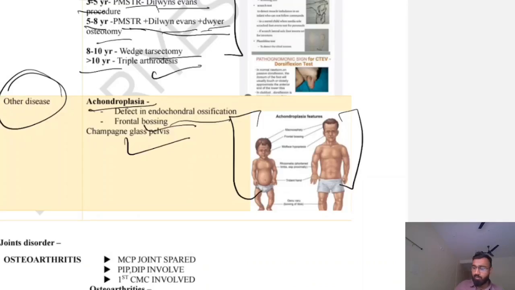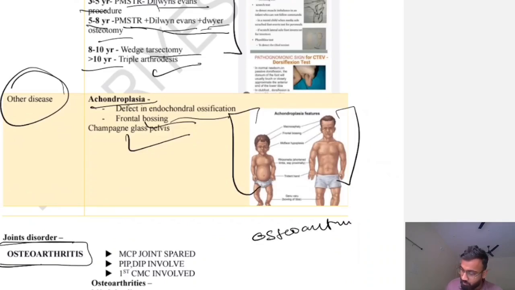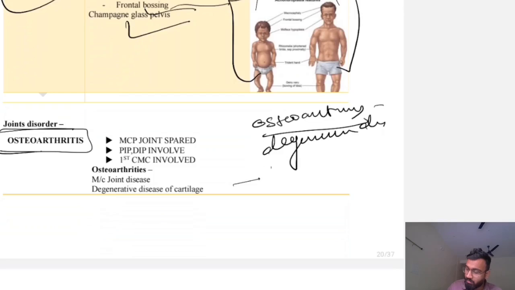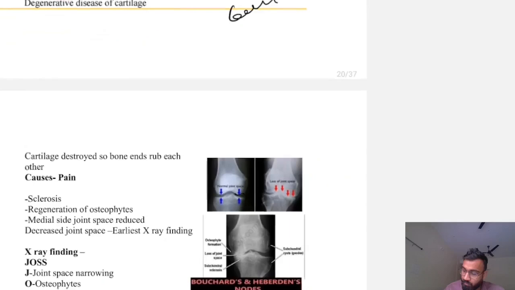So let's talk about the new topic, that is joint disorder. In joint disorder, the first disease is osteoarthritis. You have to understand, I have explained to you osteoarthritis is a degenerative disease. Degenerative disease is, we are walking on knees since we are born, so it causes the degeneration. You can see this is the normal joint space, this is the loss of joint space. This is arthritis. It has 4 stages, stage 1, 2, 3, 4.